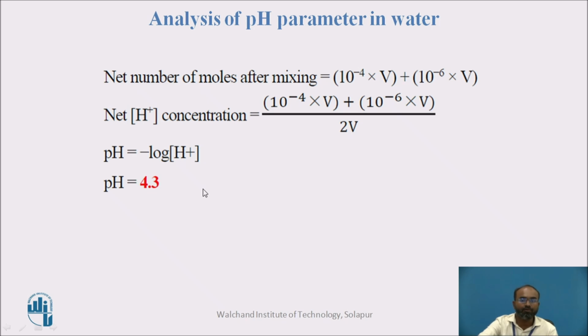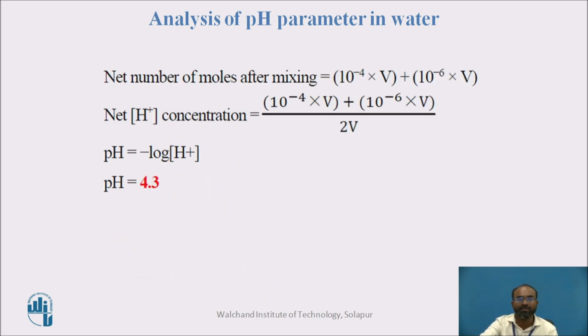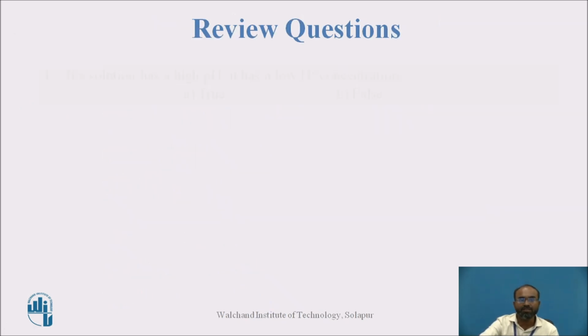So in this way we have to calculate. If I go back, you can see, if I did it arithmetically, that is 4 plus 6 divided by 2, the value would come 5. But what is the correct answer? It is 4.3. Now let us have a few review questions.